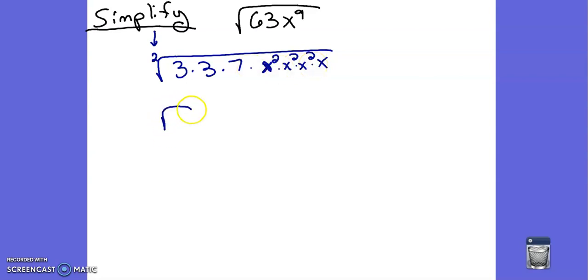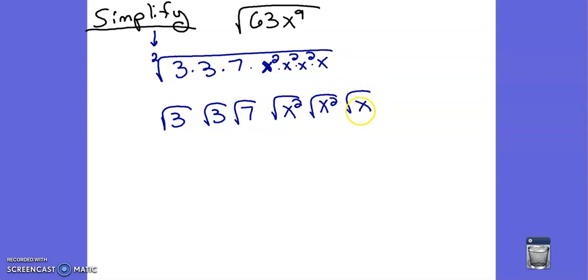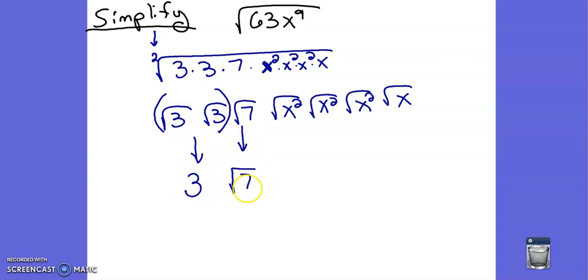So again, if you break this up individually, square root of 3 times the square root of 3 times the square root of 7 times the square root of x squared times the square root of x squared times the square root of x squared times the square root of x. So anytime you see a pair of square roots, that goes to a normal number. This guy is still stuck inside.